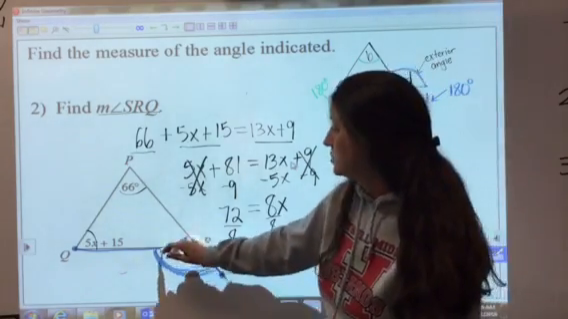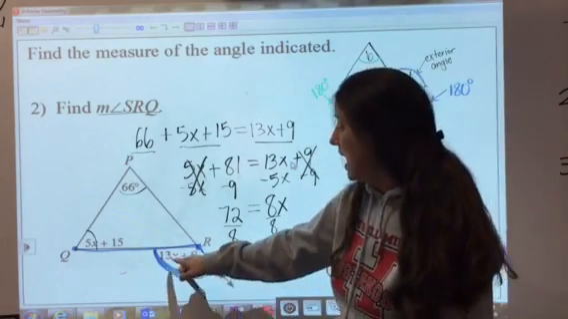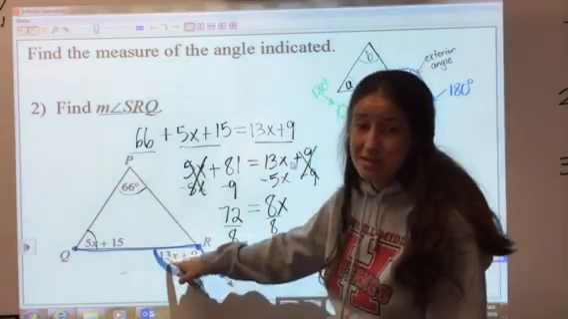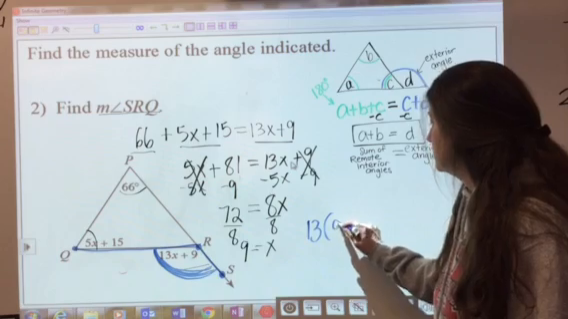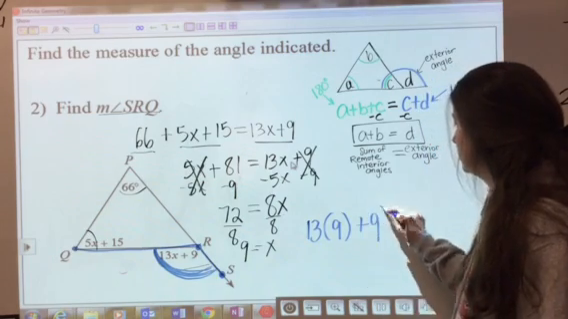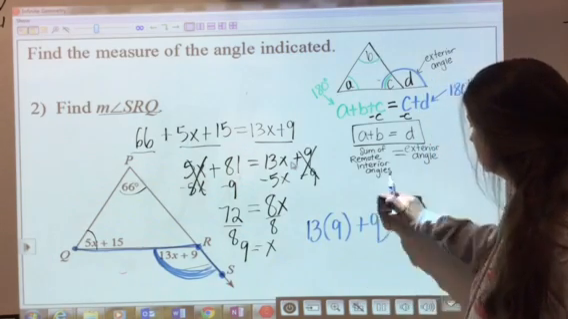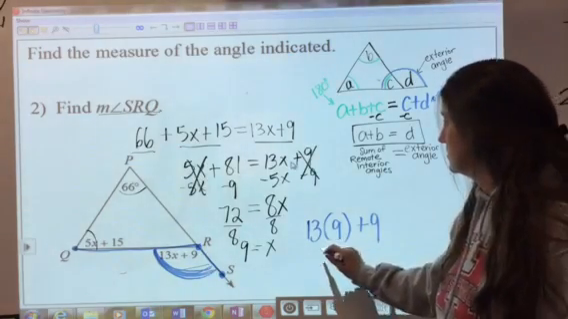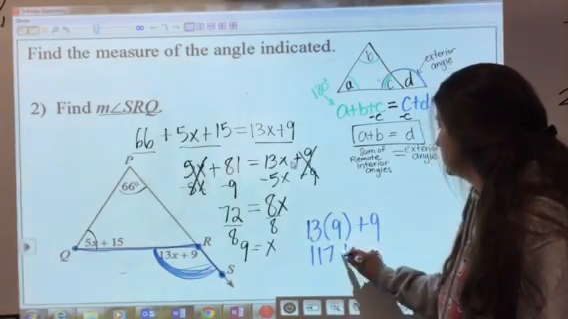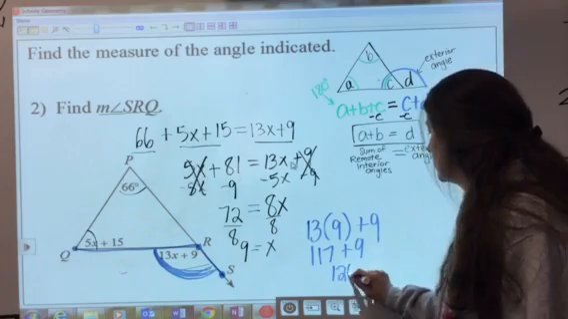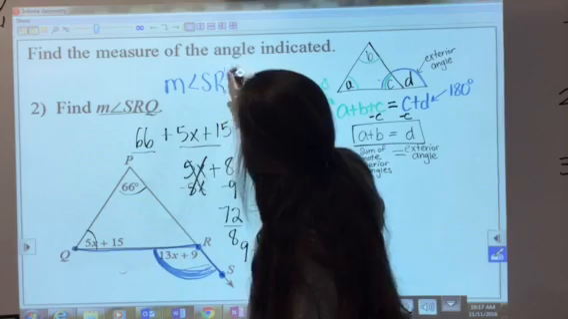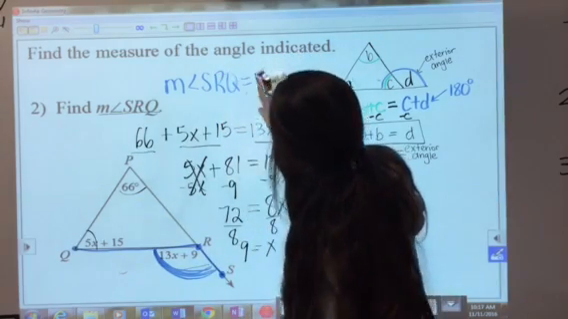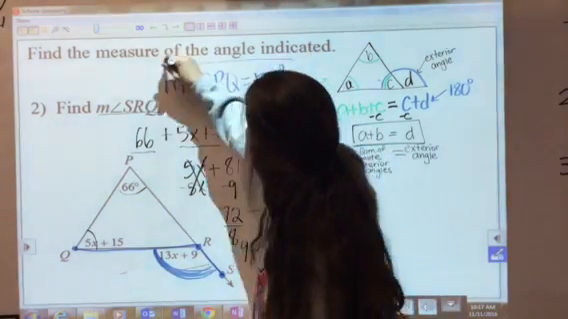So if they want to know the measure of this exterior angle, I would substitute 9 into 13x plus 9. So 13 times 9 plus 9 is? 13 times 9 is 117. Plus 9, 126. So the answer to the question is the measure of angle SRQ is equal to 126 degrees.